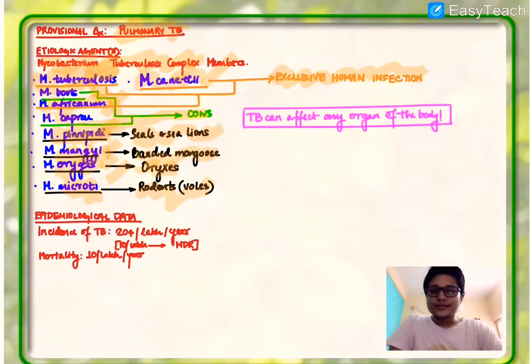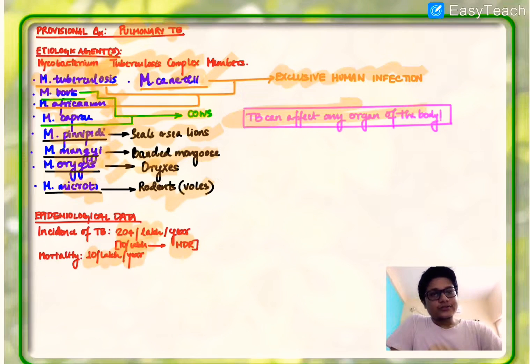Do you know the incidence of tuberculosis, that is the number of new cases of tuberculosis occurring every year in India, is approximately 204 per lakh population, and of this approximately 10 per lakh is of the multi-drug resistant type. So you can understand that Mycobacterium tuberculosis is causing a huge public health problem, and the mortality from this is around 10 per lakh population.